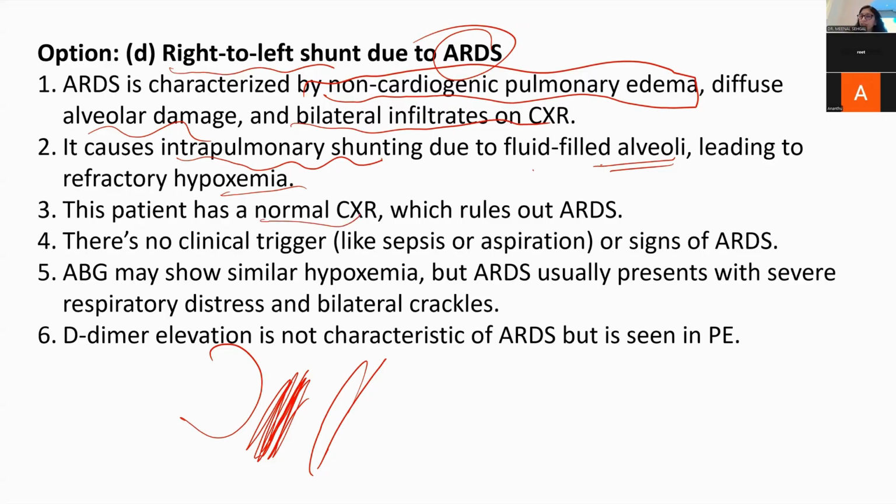This patient has a normal X-ray which rules out ARDS. No clinical triggers like sepsis or aspiration or any sign of ARDS. ABG will show hypoxemia, but ARDS usually presents with severe respiratory distress and bilateral crackles. D-dimer elevation is again not a feature of ARDS.